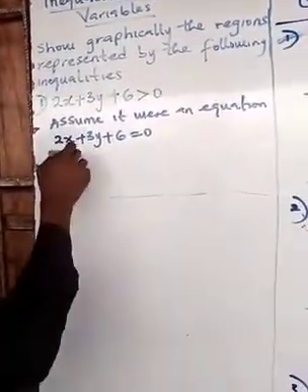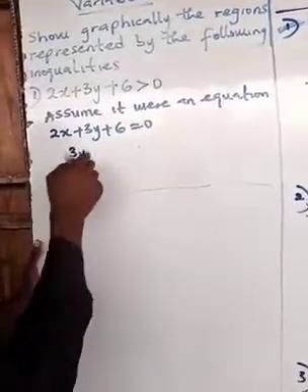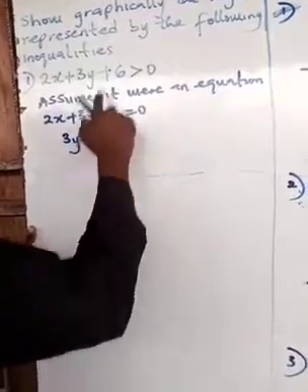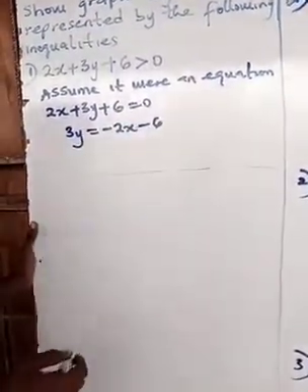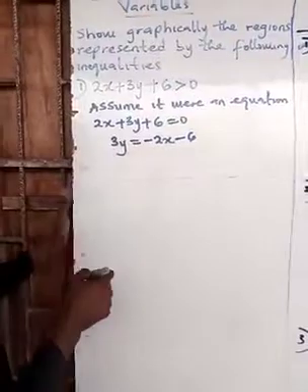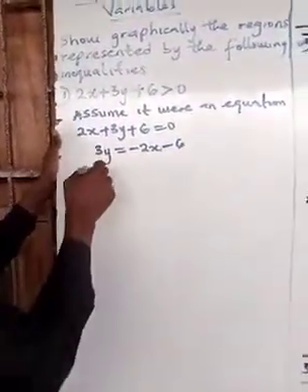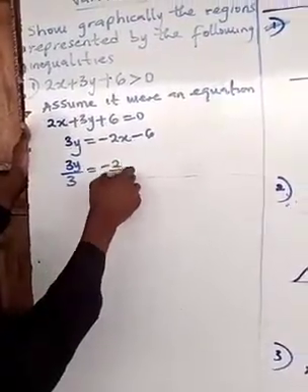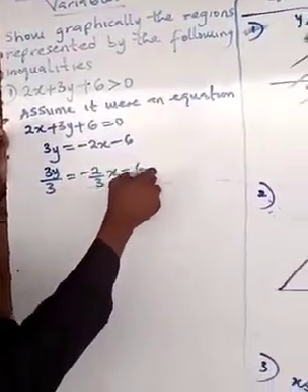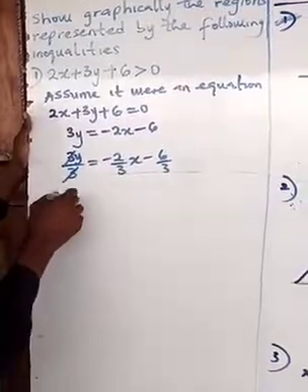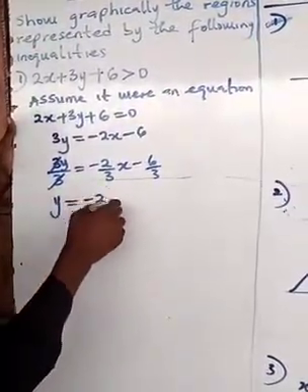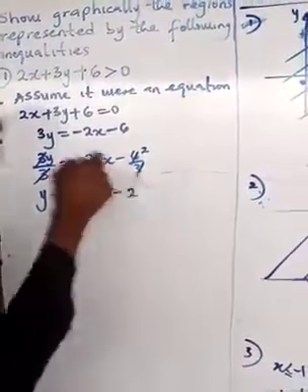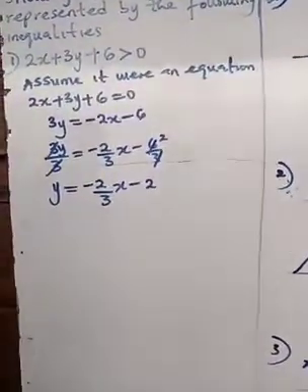If you make y the subject, we have 3y is equal to, this goes there, -2x, this goes there, -6. So we now divide both sides by 3, divide all through by 3. So that means y is -2 over 3 x minus 3 is 6, that's 2. So this is what we'll use.